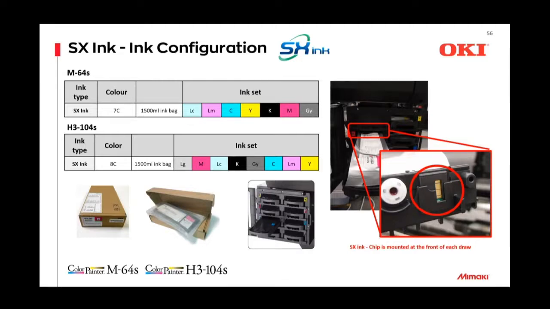The ink configurations that I've highlighted there, as I said, this is for Mimaki Australia and our standard configurations. So the M-64s, 7 color, we will be running CMYK, light cyan, light magenta, and grey. In the H3-104s, it is a color configuration with the 2 greys with CMYK, light cyan, light magenta.